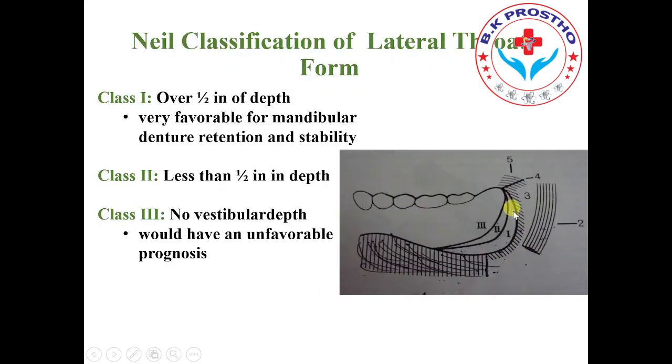So this distolingual pouch area is classified by Neal into three classes. Class 1 is greater than half an inch in depth, and if it is class 1, that is more favorable in terms of the retention as well as the stability of the denture. Class 2 is less than half an inch in depth, while class 3 is a shallow vestibular depth and is not favorable for the retention and the stability of the denture.